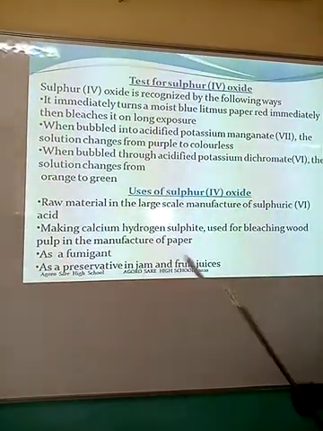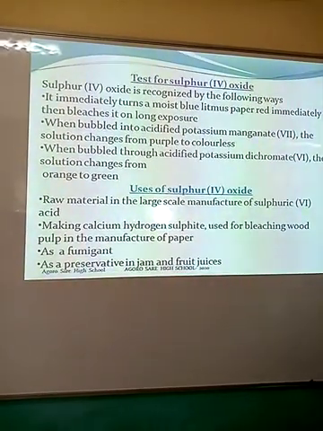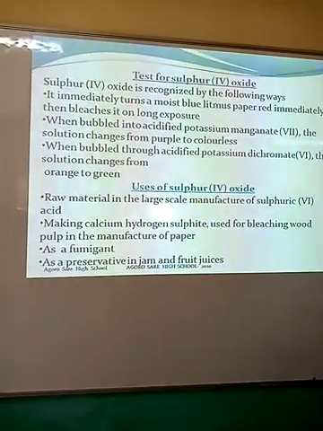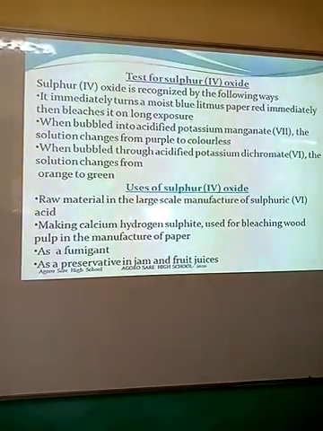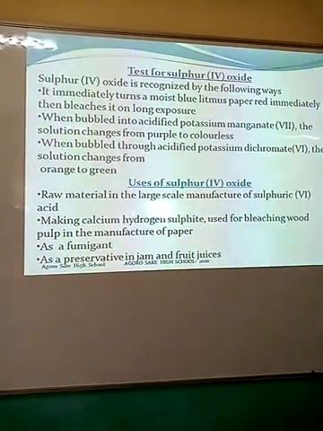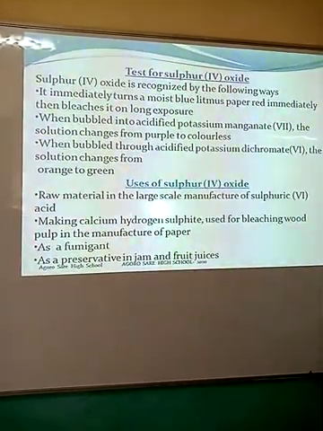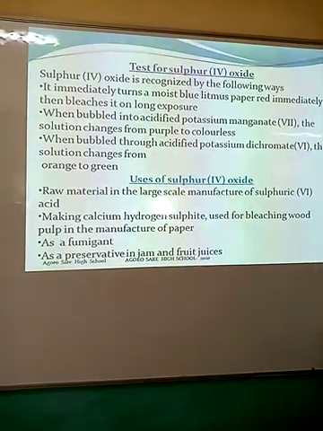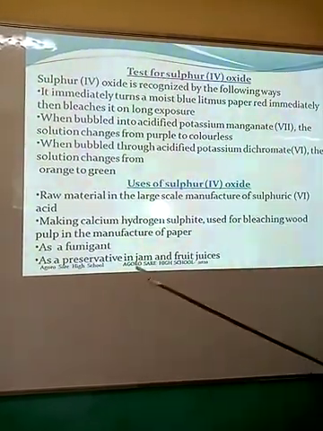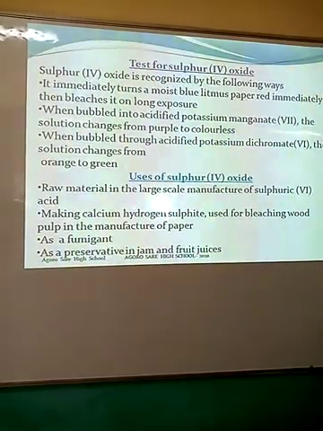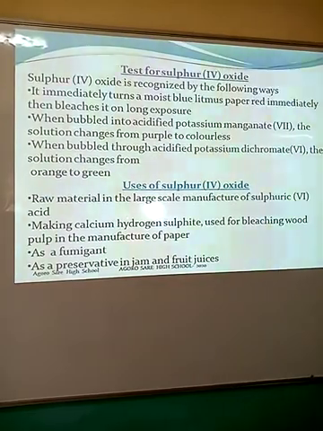Again, it is used for making calcium hydrogen sulfite, and as we agreed before, calcium hydrogen sulfite is used for bleaching wood pulp in the paper industry during manufacture of papers. So the moment they are bleached, they become white, and now you use them. Again, it can as well be used as a fumigant, and as well it can be used to preserve jam and fruit juices, the ones that we use in our homes.